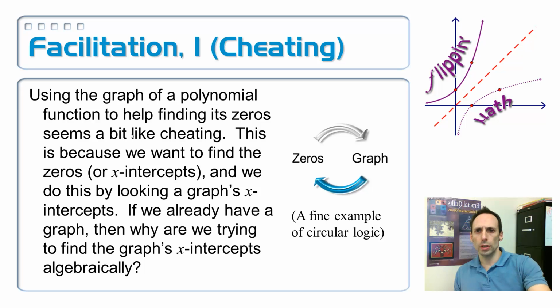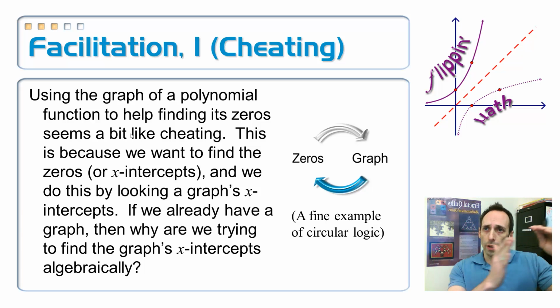Anyway, I call this method cheating because of this. Usually, we're looking for zeros to help us graph a polynomial. In other words, whenever I go to graph it, I want to see where we're going to cross the x-axis. But now we're using a graph to help us find the zeros. It seems a little backwards. I need to use a graph to find the zeros, but I'm using the zeros to find the graph. That's why I say it's a fine example of some circular logic. Anyway, it's teacher sanctioned and you get to use it.